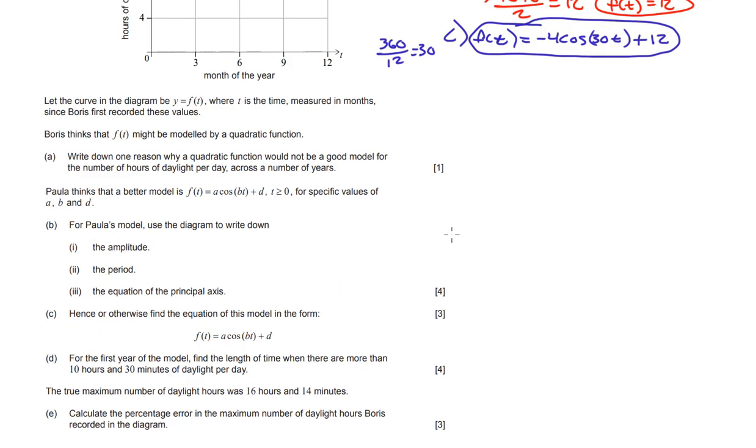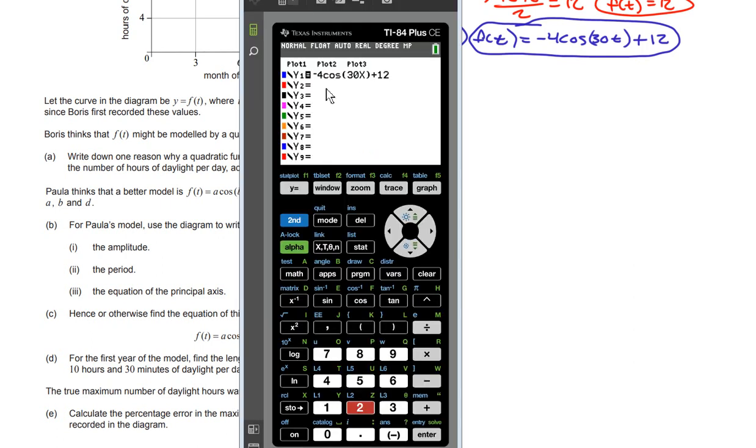Okay. All right, and then let's go on to D here. For the first year of the model, find the length of time where there are more than 10 hours and 30 minutes of daylight per day. So I'm going to suggest using the graphing calculator for this. Okay, so put the equation here into the y equals -4 cosine 30x plus 12, this exact thing here.